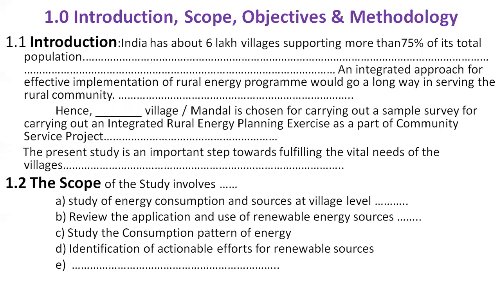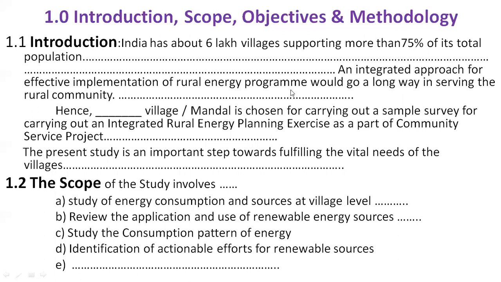You can say that India has about 6 lakh villages supporting more than 75% of its total population, while it is heartening to note that 90% of the energy consumption from these rural areas is contributed by non-conventional energy sources. Although there are tremendous opportunities and challenges for reducing wastages of fuel, there is no single energy source, renewable or non-renewable, which can supply all energy needs of our village community. Okay, so you can say that by writing all these things, an integrated approach, hence an integrated approach for effective implementation of rural energy program would go a long way in serving the rural community.